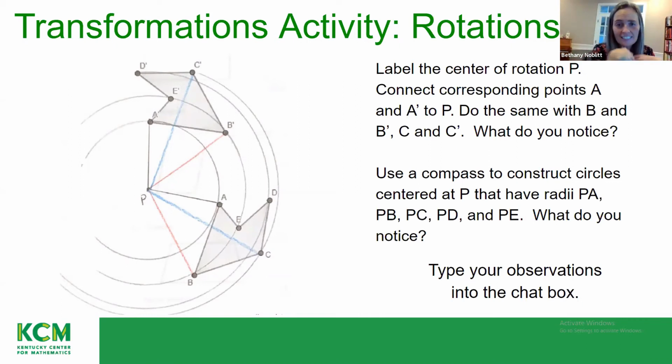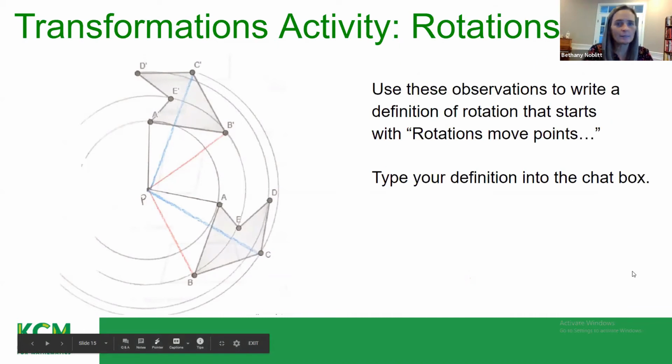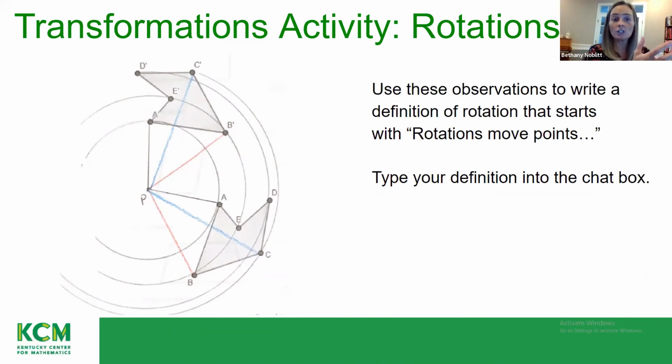So my students did exactly what you're doing now. They brainstormed observations. And then you can probably imagine what I asked them to do next. I asked them to write a definition. And the definition should start: rotations move points, blah, blah, blah, blah, blah, dot. You fill in the blank.